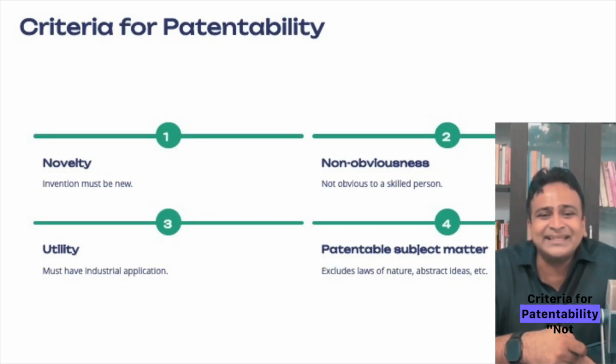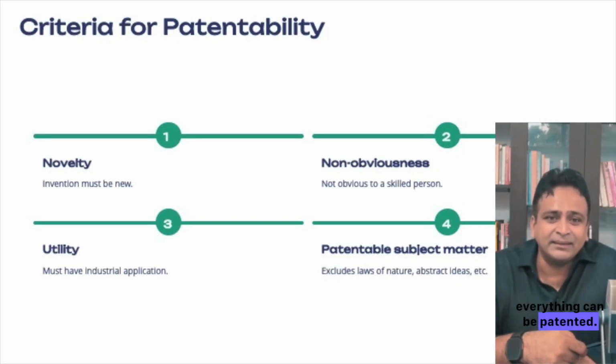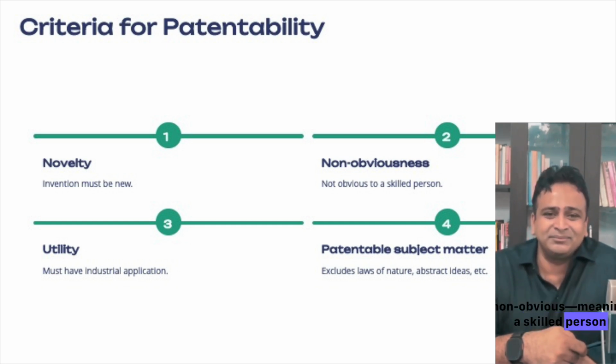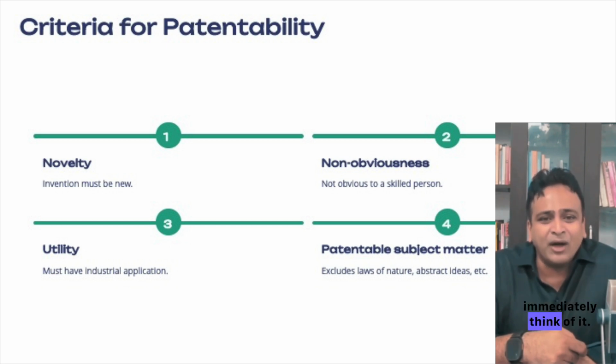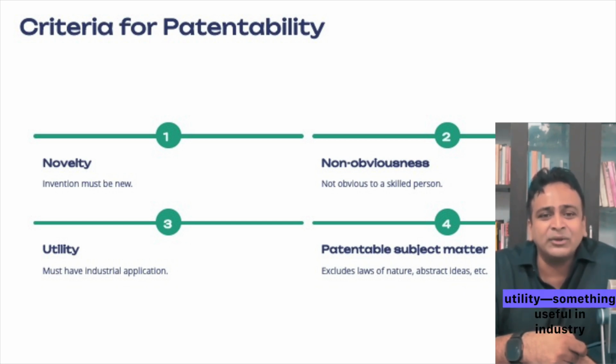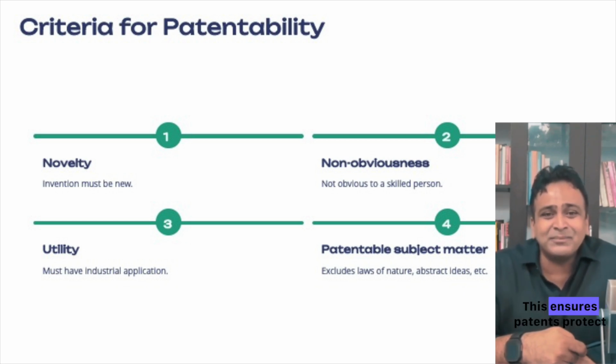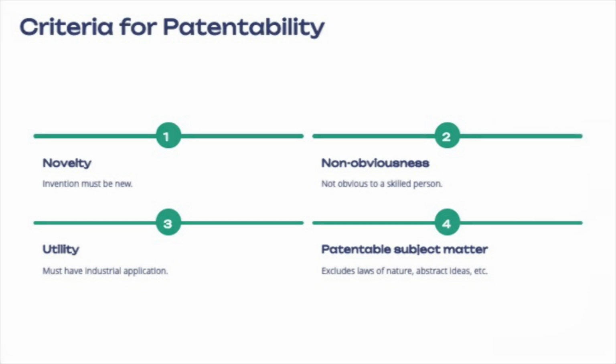Criteria for patentability. Not everything can be patented. An invention must be new. That's novelty. It must also be non-obvious, meaning a skilled person in the field shouldn't immediately think of it. And it must have utility, something useful in industry or daily life. Finally, it can't be something excluded by law, like natural laws or abstract ideas. This ensures patents protect genuine innovation, not basic truths of nature.